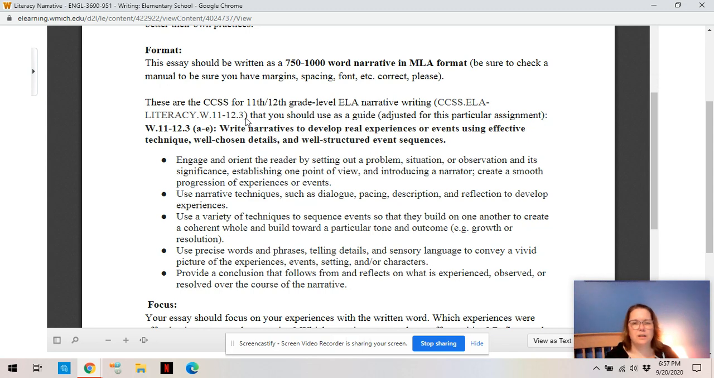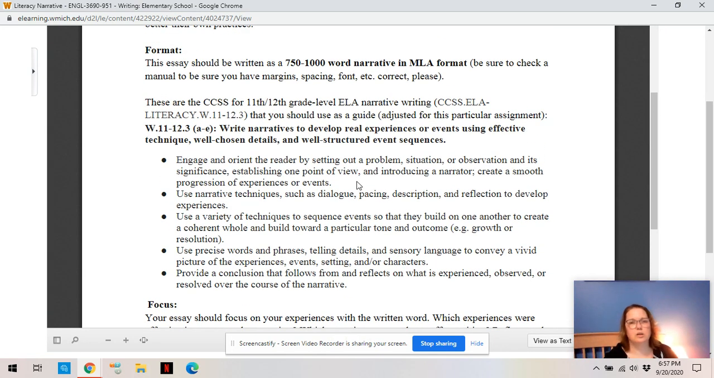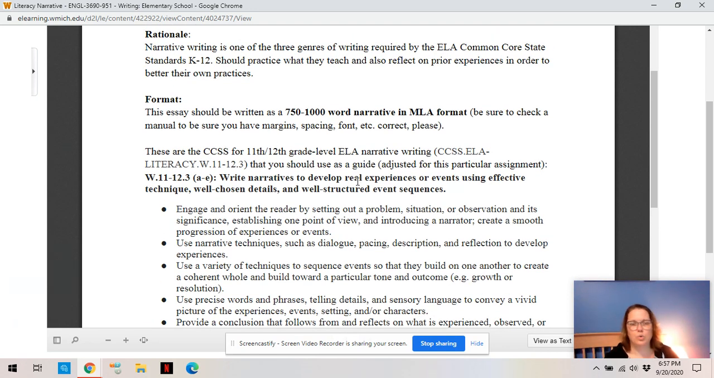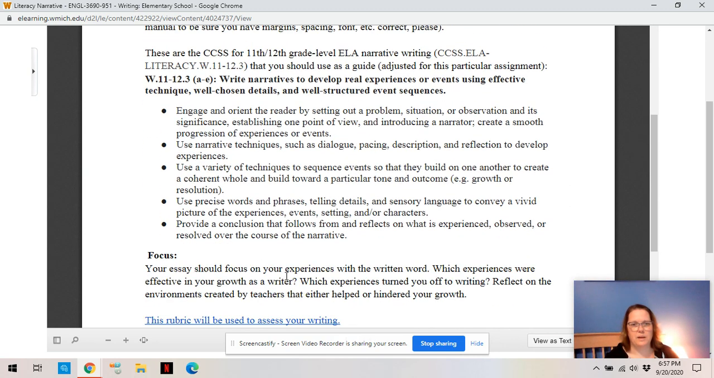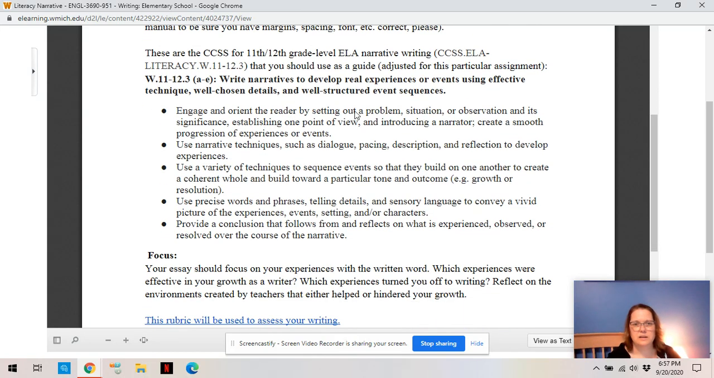And this is what I will be using as the assignment. Your topic is your literacy journey, things that made a difference. I put the focus here, but this is what you should do. This is according to the Common Core State Standards for 11th and 12th grade. So from kindergarten to 12th, this is the highest it gets. This is what we expect narratives to do as they go into college. So this is what I will be using to score yours as well.